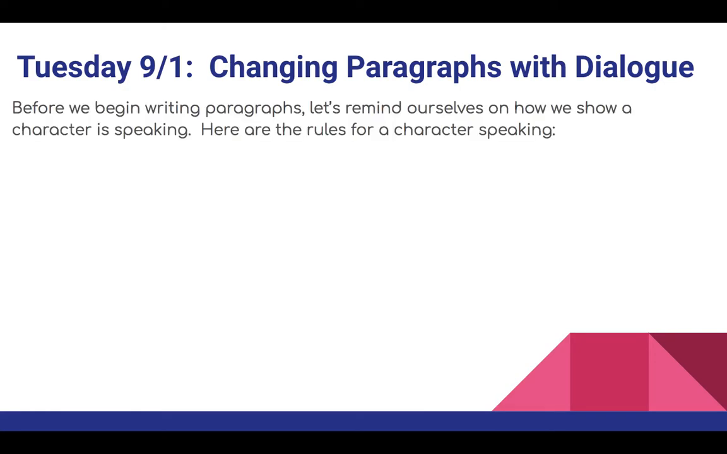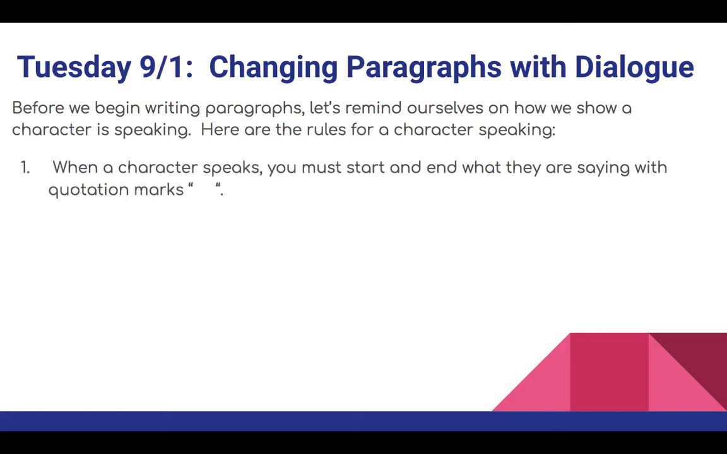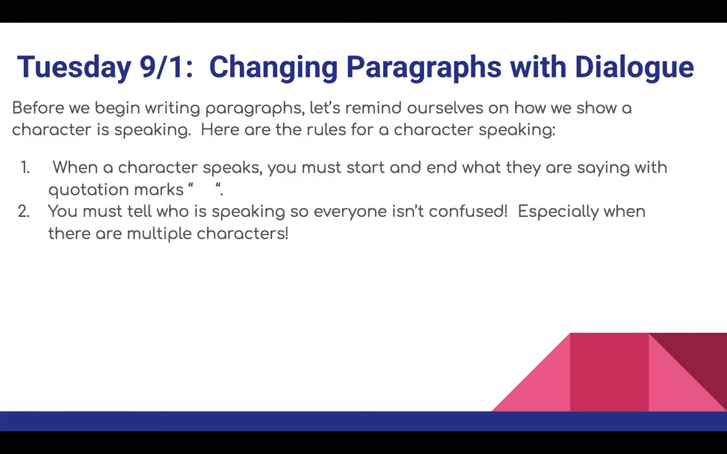Before we begin writing paragraphs, let's remind ourselves on how to show a character is speaking. So here are the rules for a character speaking. 1. When a character speaks, you must start and end what they are saying with quotation marks. So you'll see those marks right there. There should be one at the beginning of what they're saying and one at the end. You must tell who is speaking so everyone isn't confused, especially when there are multiple characters.